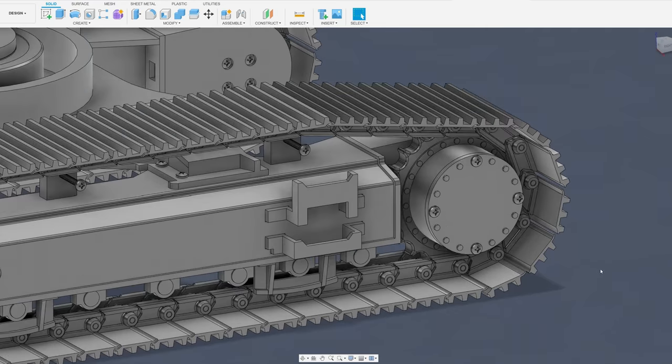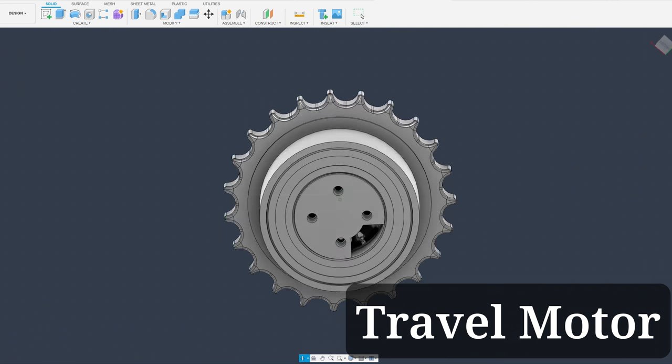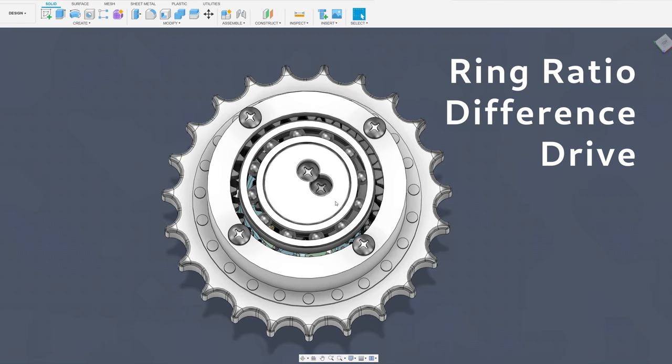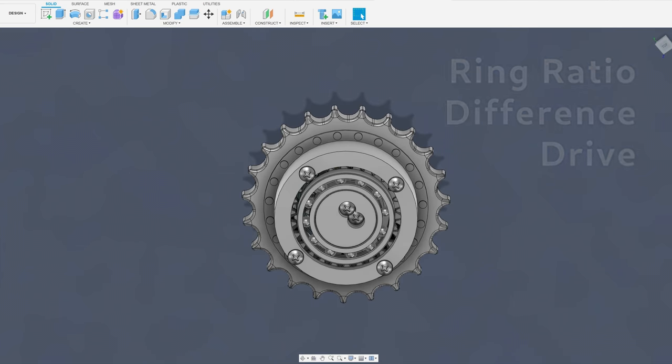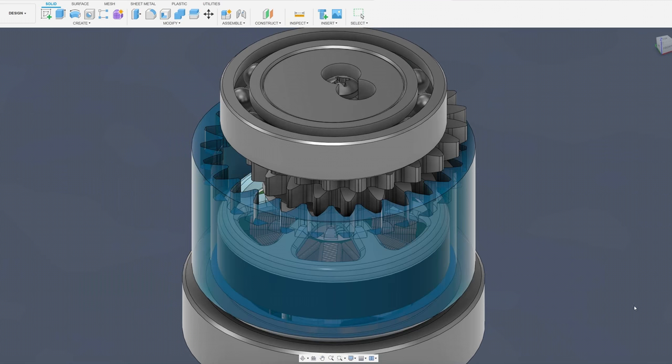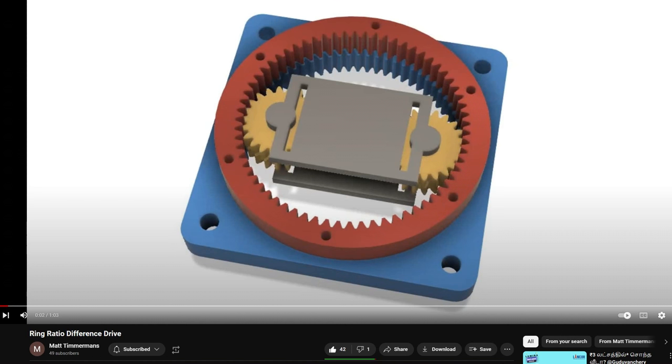Each track is powered by a wheel DC motor. This mechanism drives the tracks of the excavator. This gear mechanism is called a ring ratio difference drive. The reason we use this design is because it allows for high reductions in a compact package. If you want to know how it works, you can have a look at Matt Timmerman's video. Our design was inspired by his idea.